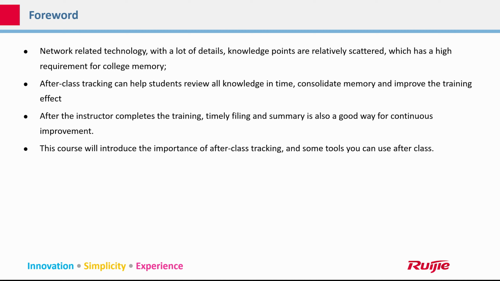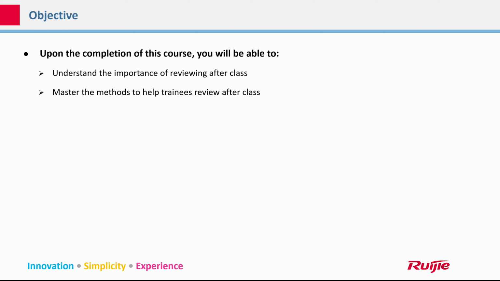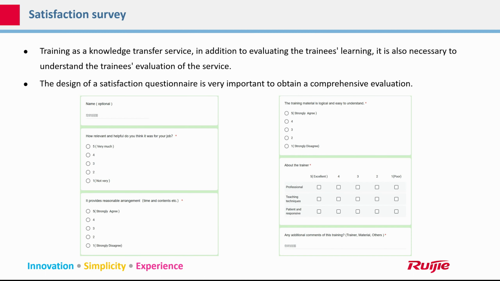After the instructor completes the training, timely reflection and summary is also a good way for continuous improvement. This course will introduce the importance of after-class tracking and some tools you can use after class. We hope that after finishing this part, you will be able to understand the importance of review after class and master the methods to help trainees review after class.